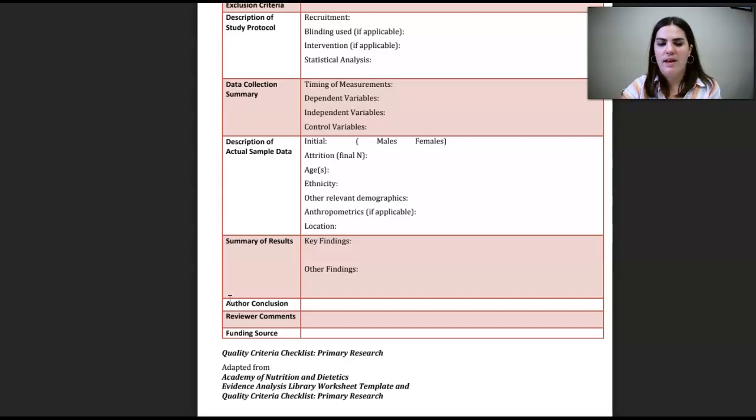And then the last blank right here is the funding source. This is another important thing to always look for in the research that you're reading, because funding could introduce bias to research studies as well.